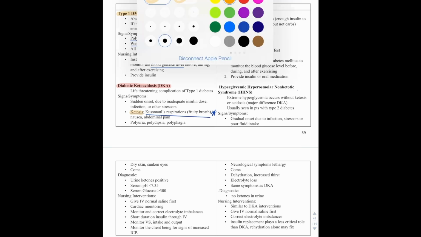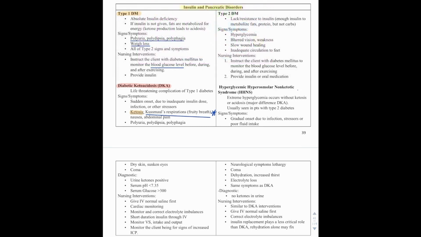Diagnostically, what we're looking for is going to be urine ketones that are positive. Our serum pH is going to be less than 7.35, and serum glucose is going to be greater than 300, which is also a key, right? We're looking at those blood sugar levels.